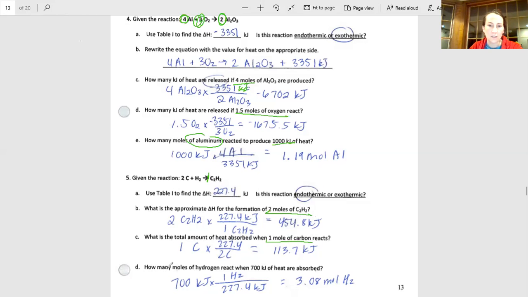And then letter D is just like the one up here. So you're starting with the heat, kilojoules, kilojoules on the bottom to cancel. The value is right here. And then they're asking for moles of hydrogen. So I look up at my formula and there's only 1 hydrogen. So that's how I knew it was a 1. All right. And then on to the next page.